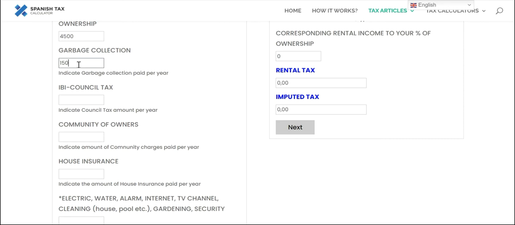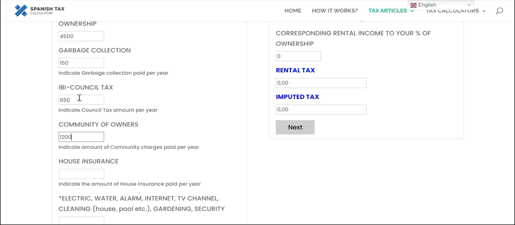All these concepts are prorated for the time. Our calculator will prorate it. The calculator will do that. So we indicate the full amount, 150. The same for the council tax. Imagine that the bill for the council tax for the whole year is 650 euros. So we indicate it here.